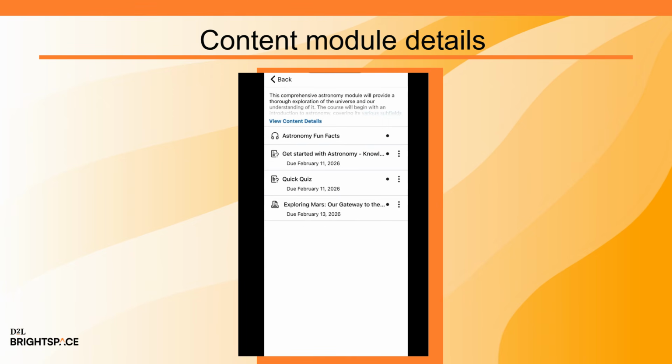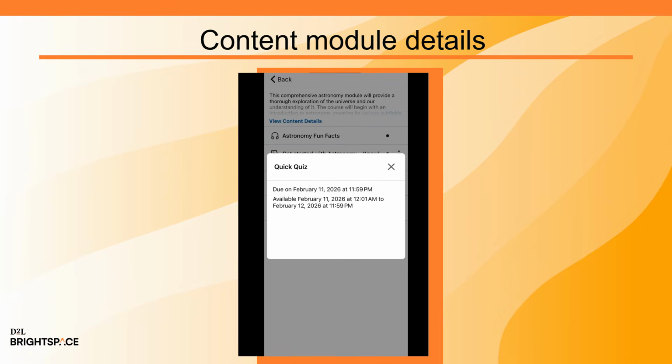When set up, due dates, start dates, end dates, and availability ranges appear under each content item. To view the full availability range for a content item, including start and end times, tap the three-dot menu.